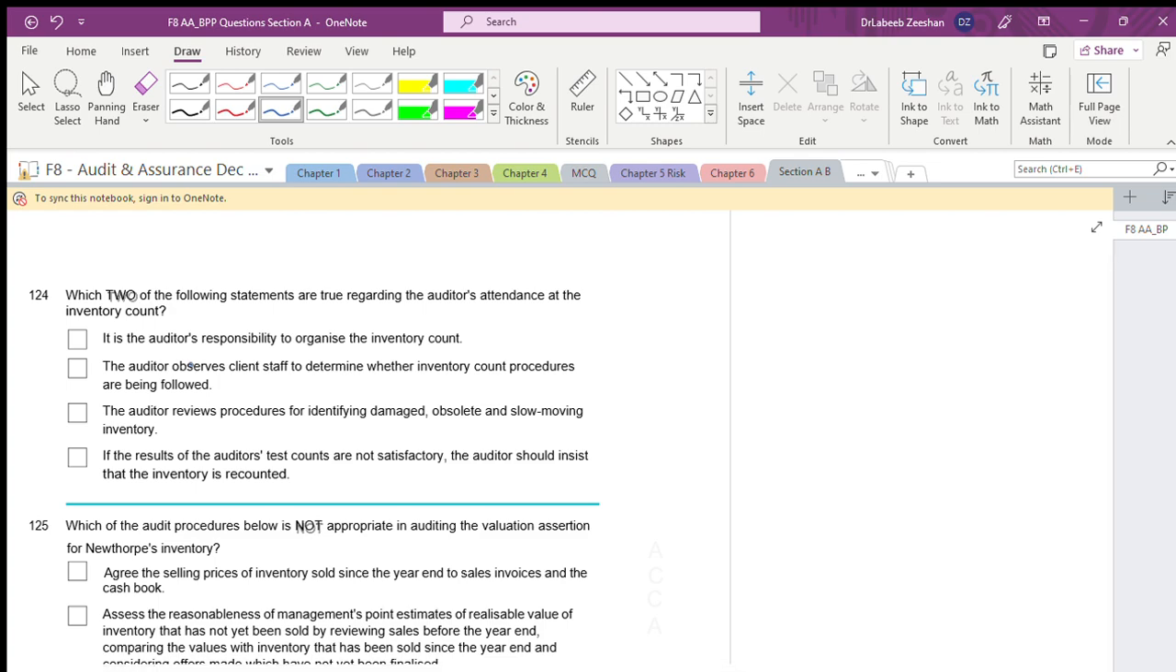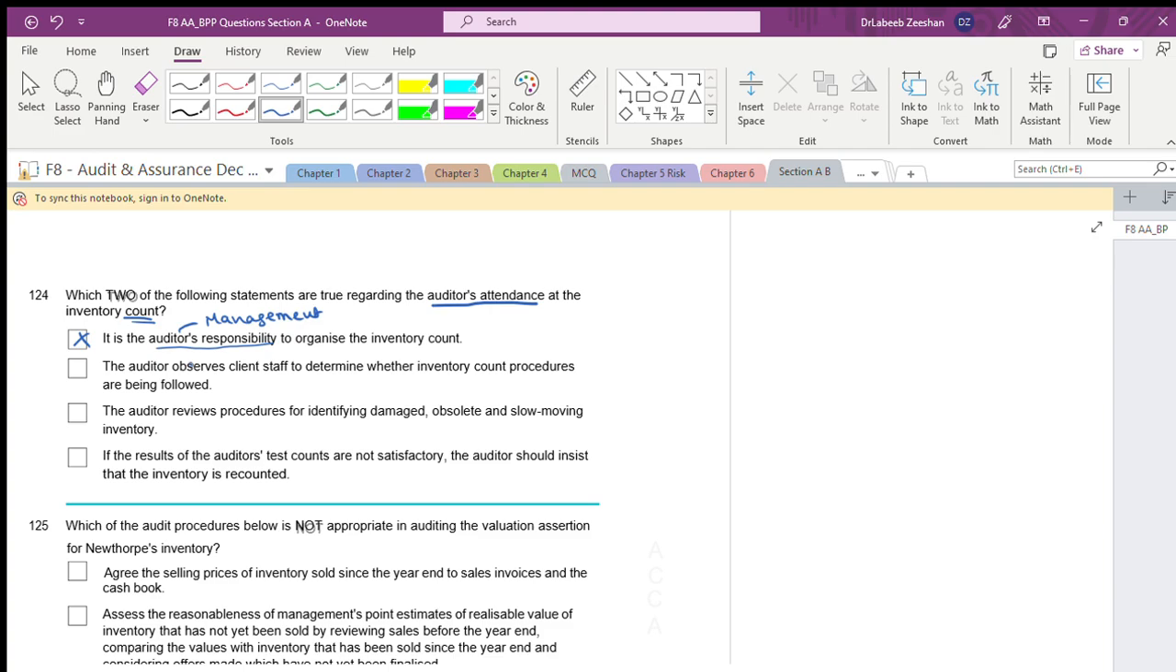Which two of the following are true regarding the auditor's attendance? Whenever there is a count, the inventory count or fixed assets, any cash count, which of the following statements are true regarding the auditor's evidence with respect to inventory count? Now, which one is very much essential? It is the auditor's responsibility. No, it is not the auditor's responsibility. Whose responsibility is it? It is management's responsibility. The auditor is not responsible for organizing the inventory count. It is management who has to take the responsibility to organize the inventory count. Fine, this is not the answer.